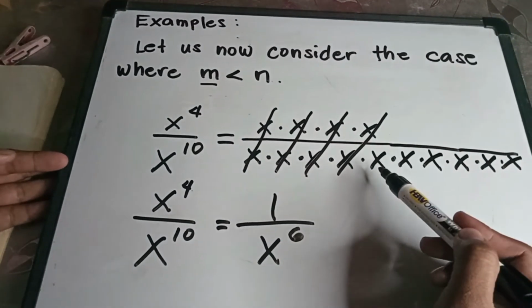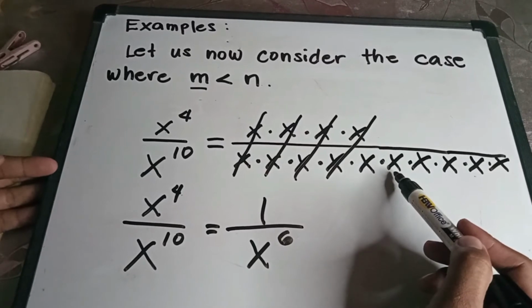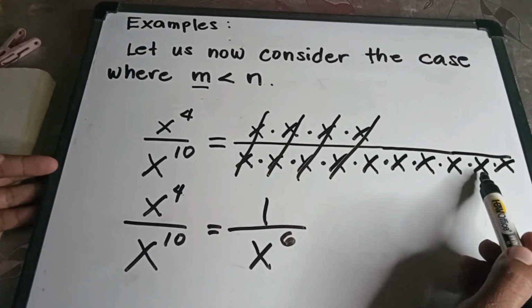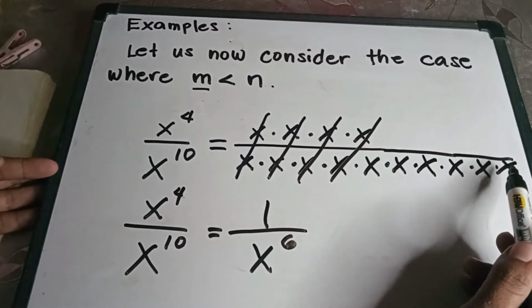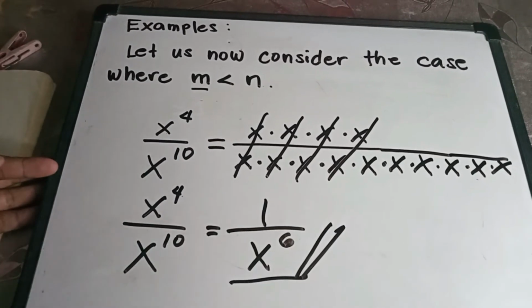Na yung nasa ilalim, so, we have 1, 2, 3, 4, 5, 6. So, x times x, x squared, times x, x cubed, times x, x to the 4th, times x, x to the 5th, then times x, x raised to 6. So, that is the answer.